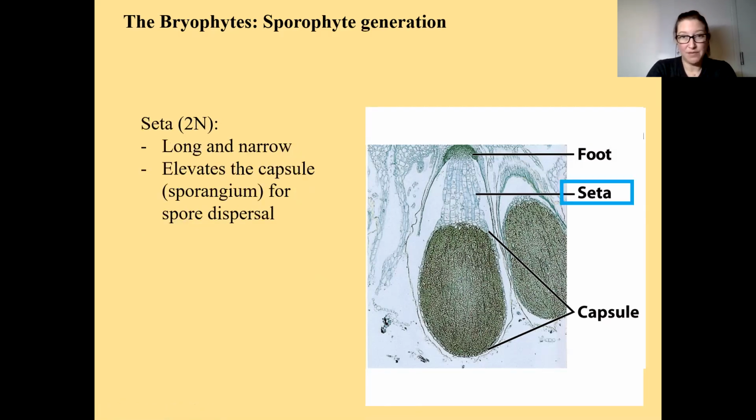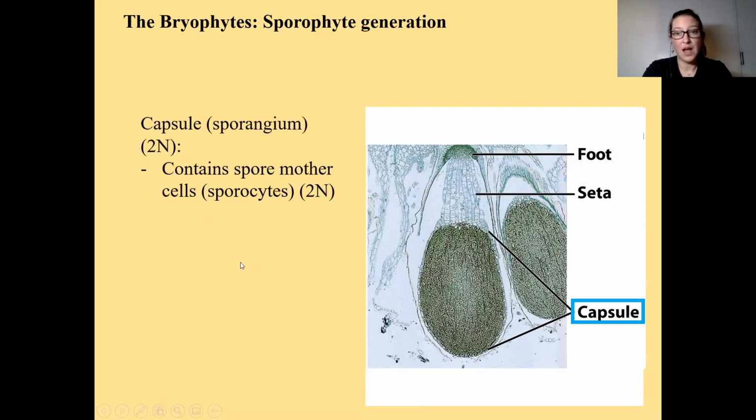The seta of the sporophyte plant is like a stalk. So it's a stalk that holds up the sporangium. And sometimes it's really, really short. So it's kind of like, what's really the purpose of that anyways? And then lastly, probably the most important part of a sporophyte plant is the sporangium. So that's the part where spores will be produced.